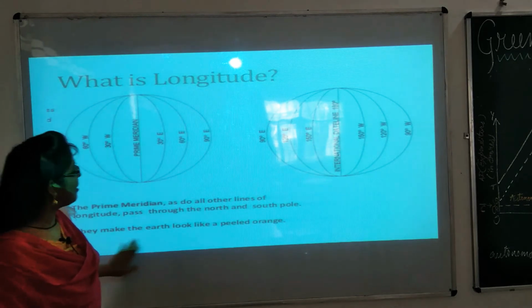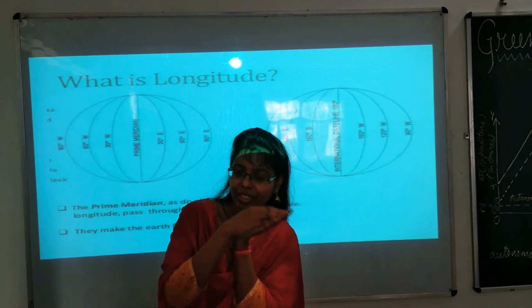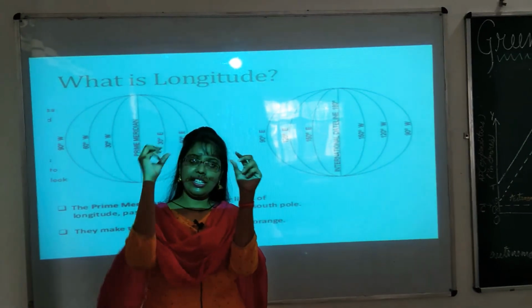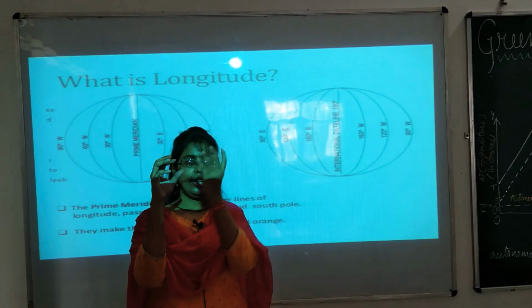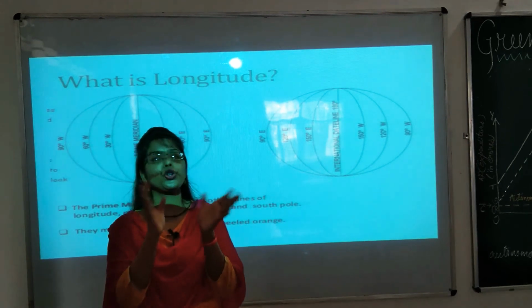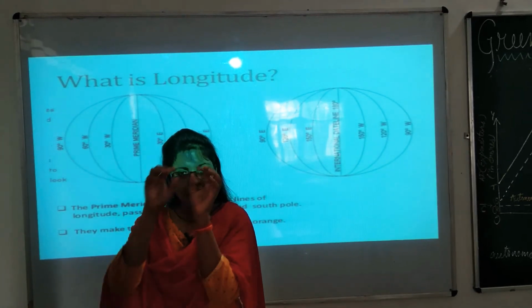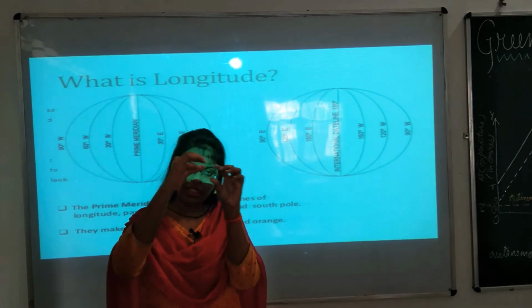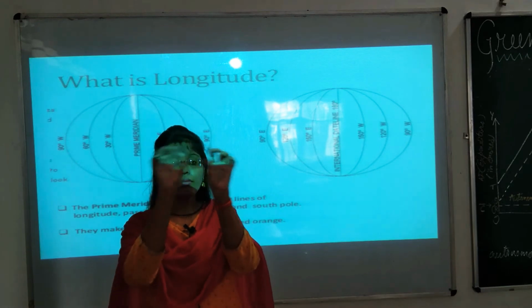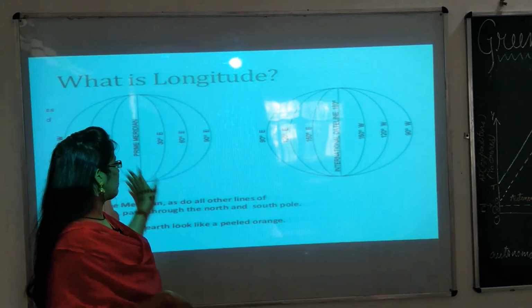Now they make the earth look like a peeled orange. Yes, an orange. Peel it, take it out, open it. Take an orange. Right now I don't have one; if I had, I would have shown you. Take an orange, peel it and just see. It resembles the earth. Take out one piece, open it, you will find the same, as it is represented here.